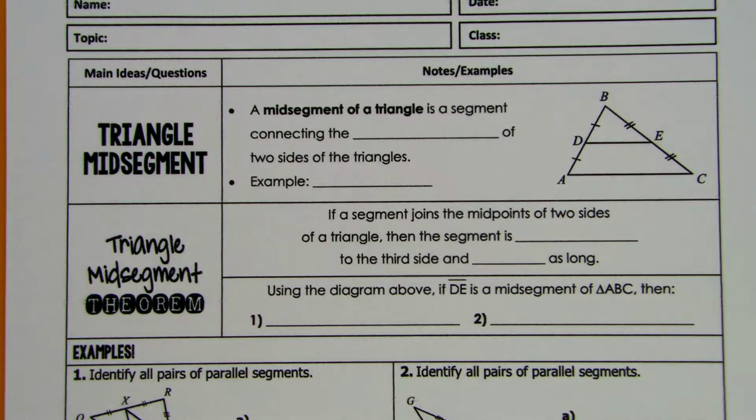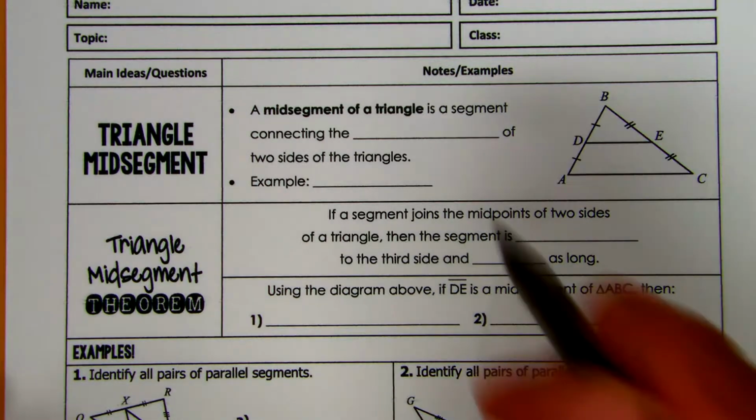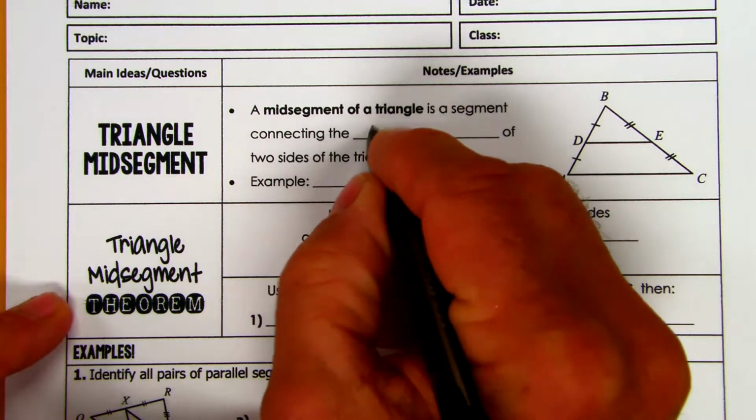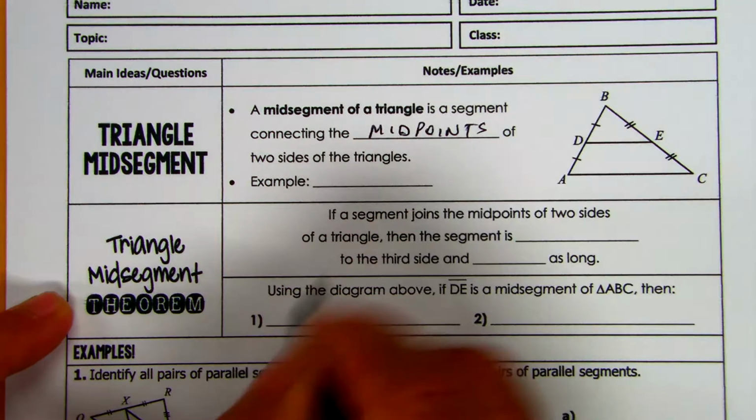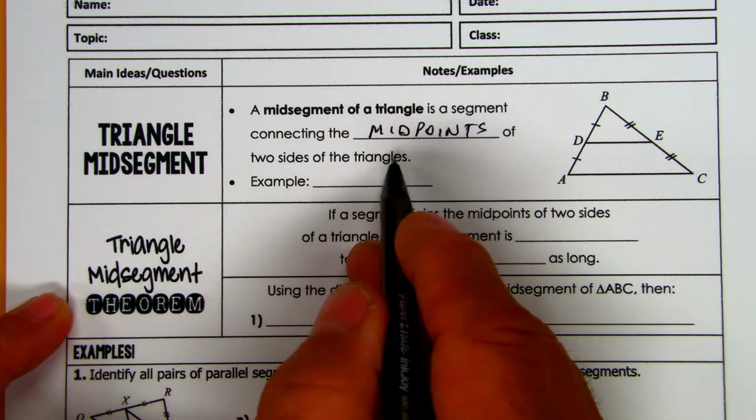Today we're starting Chapter 5, Relationships in Triangles, and the first segment here is about triangle midsegment. So a midsegment of a triangle is a segment connecting the midpoints of the two sides of the triangle.